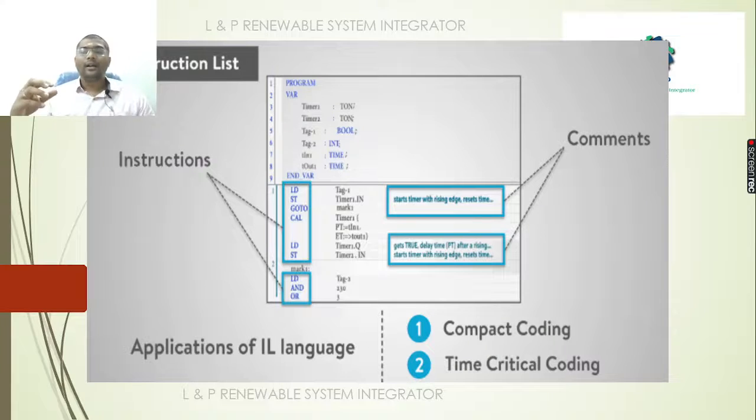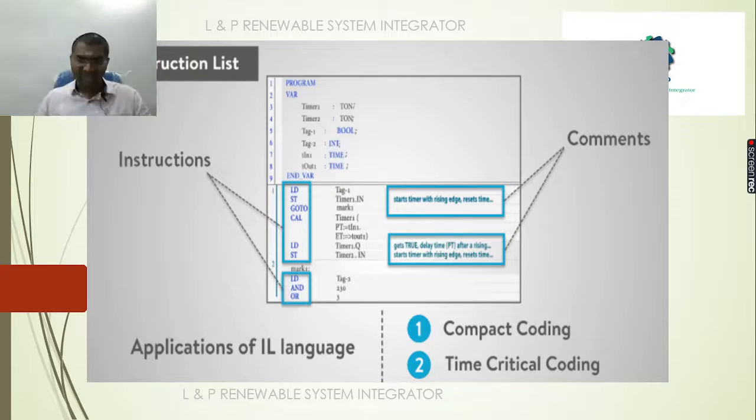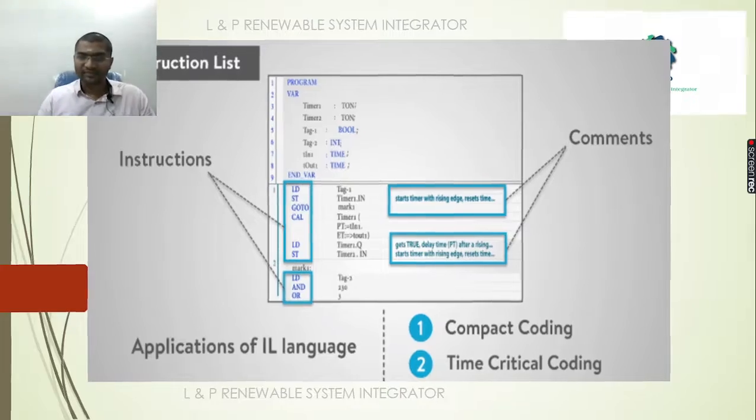Next, a few people thought that we need to make this programming even more precise. They thought we need to make the coding very compact, and also make it time critical. So they invented the instruction list. Instruction list is mostly used in places where we need compact coding and time critical coding.